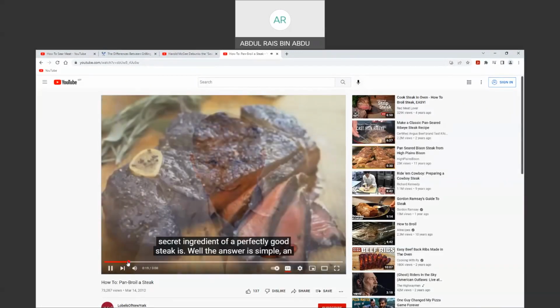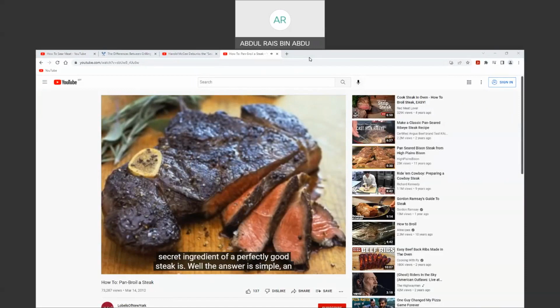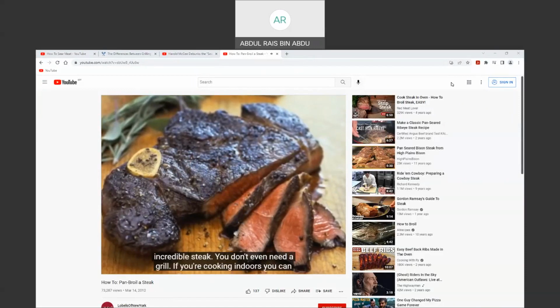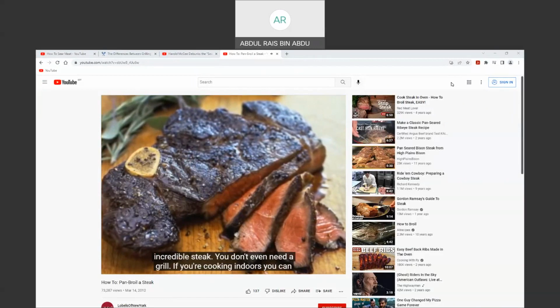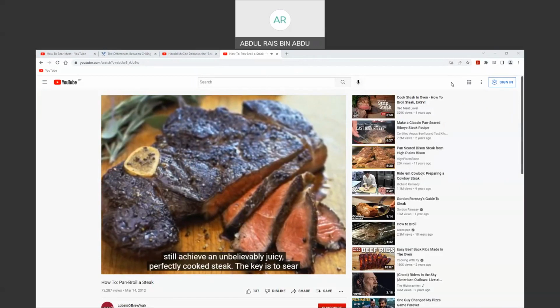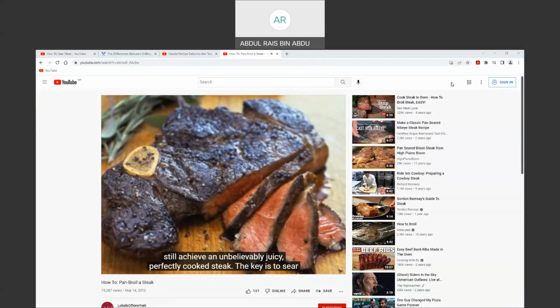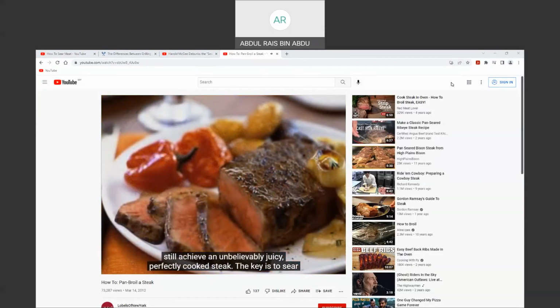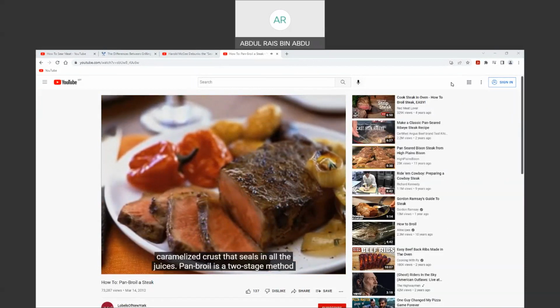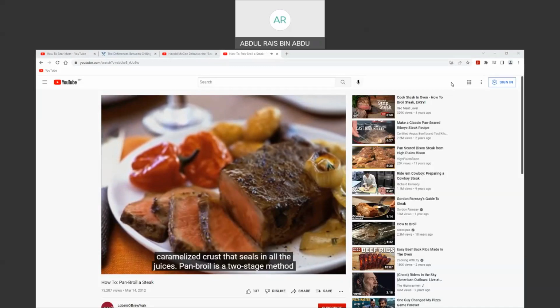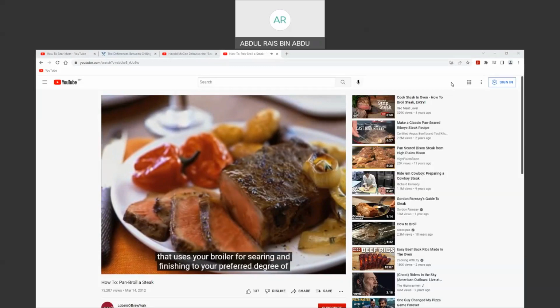A perfectly good steak is? Well, the answer is simple: an incredible steak. You don't even need a grill. If you're cooking indoors, you can still achieve an unbelievably juicy, perfectly cooked steak. The key is to sear first to develop an intensely flavorful caramelized crust that fills in all the juices. Pan broil is a two-stage method that uses your broiler for searing and finishing to your preferred degree of doneness.